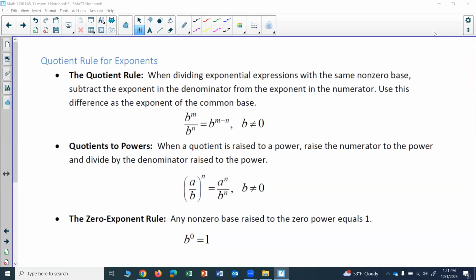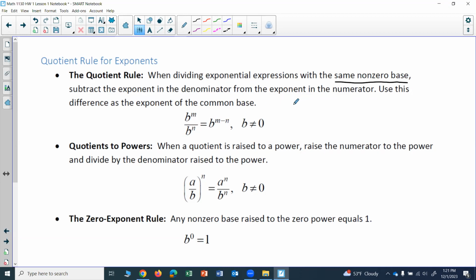In this video, we'll look at quotient rules for exponents and the zero exponent rule. The quotient rule says that when dividing exponential expressions with the same non-zero base, so notice that the base cannot equal 0, subtract the exponent in the denominator from the exponent in the numerator. Use this difference as the exponent of the common base. So if I had b to the mth power over b to the n power, that would equal b to the m minus n, and the base cannot be 0.